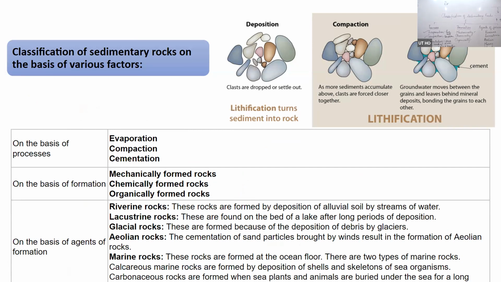So, what is this mechanically formed? These contain fragments from breaking up of other rocks. These sediments are also called clastic sediments. What is it? Clastic sediments. The breaking up of older rocks takes place through denudation by agents. Denudation means weathering and erosion. So, what are the agents of denudation? Moving glaciers, the water, they are all agents of denudation, agents of weathering and erosion.